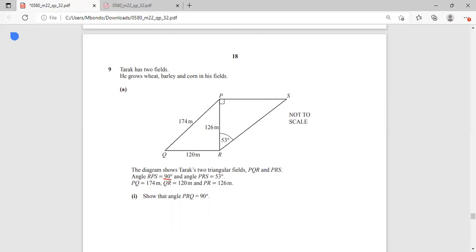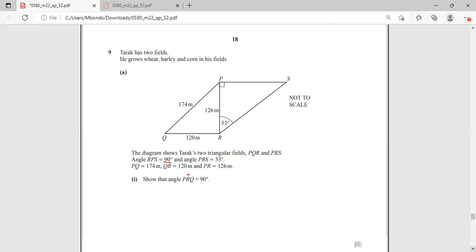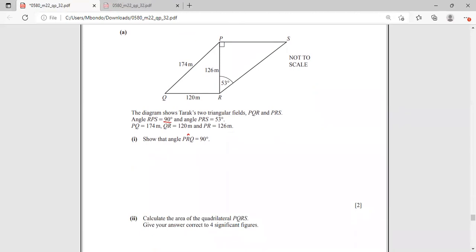Now show that the angle at PRQ is 90 degrees. Okay. How do we do this one? This is very simple. You need to understand. For instance, in this case, we assume that we don't know. Of course, going by this angle, they are saying this is a right angle triangle. Okay, so this is what we must do.